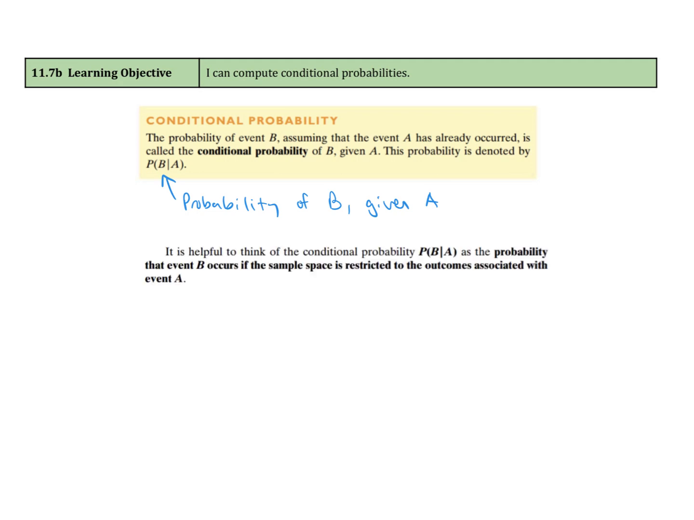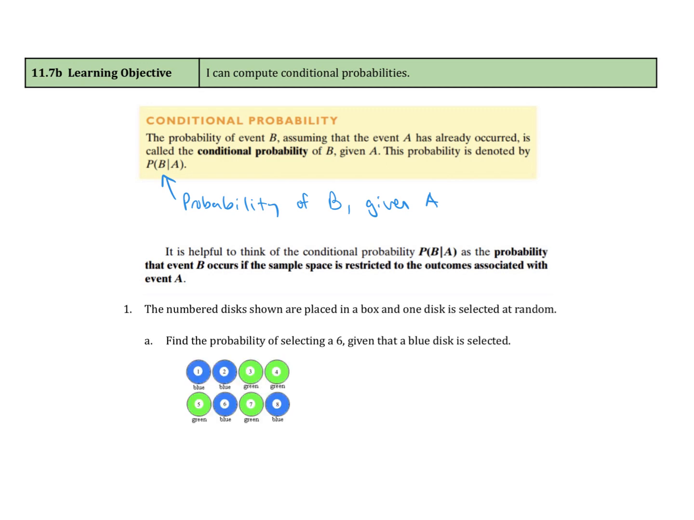It's helpful to think of the conditional probability as the probability that event B occurs if the sample space is restricted to the outcomes associated with event A. Let's take a look at an example to explain what that means. The number discs shown are placed in a box and one disc is selected at random. Find the probability of selecting a 6 given that a blue disc is selected.